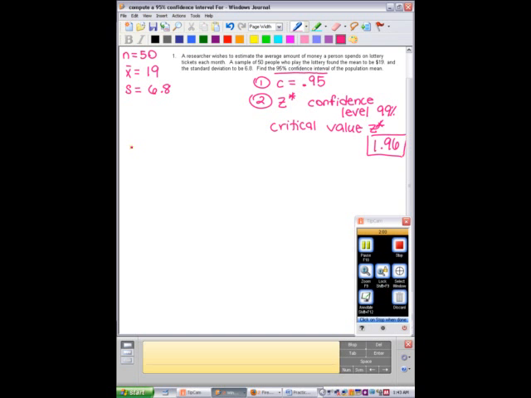Okay, so the third step, and I'll write it here, is we want to know the E, the error. That formula was in the confidence interval mini lecture. We have the error is equal to Z star times s divided by the square root of n. And we have all these things. Z star we just found, that's 1.96, so I'm going to put it in the formula. s we were given in the problem was 6.8. And n we were also given in the question was 50.